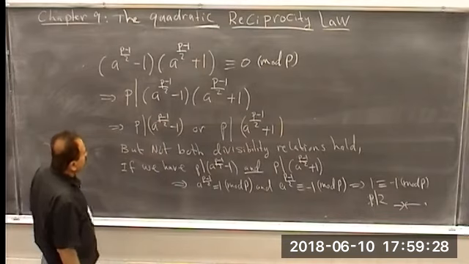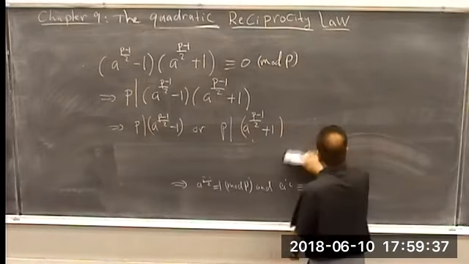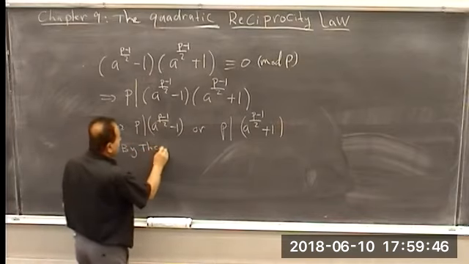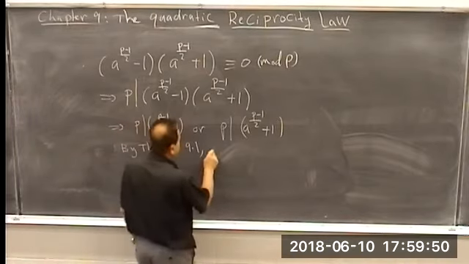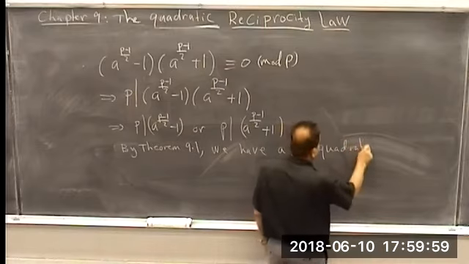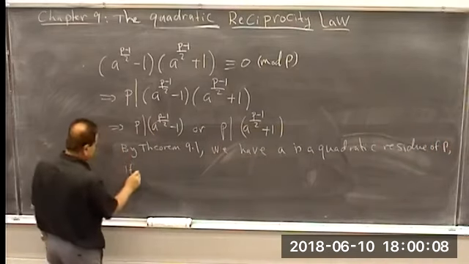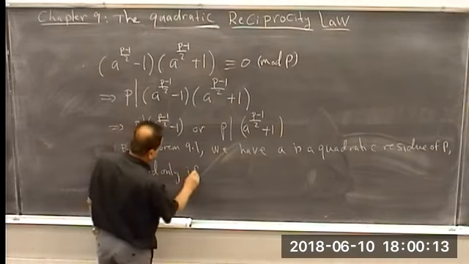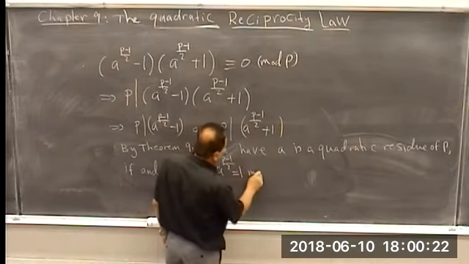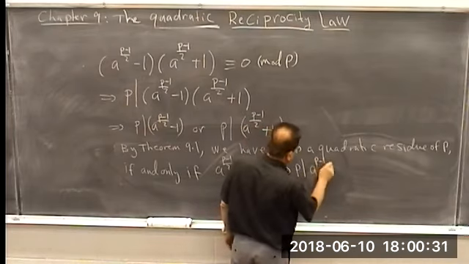Now, we have shown that by Theorem 9.1, A is a quadratic residue of P if and only if A to the power (P minus 1)/2 is congruent to 1 mod P. And this, of course, is equivalent to the first one, P divides A to the power (P minus 1)/2 minus 1.